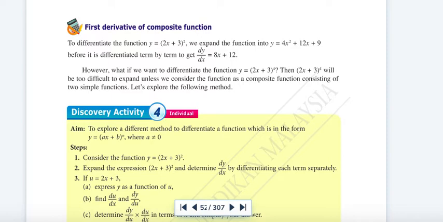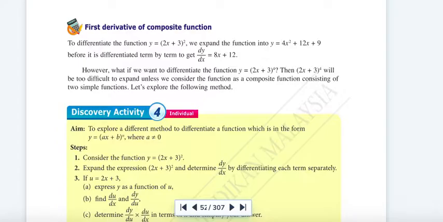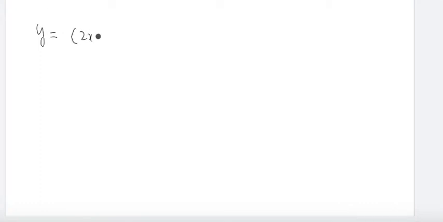Of a composite function, let's say an example like this. If y equals, let's say, the example for the first derivative of a composite function, you have used this example, (2x + 3) squared. If I use the normal method, I can expand it. Okay, let's do it. Expand y.